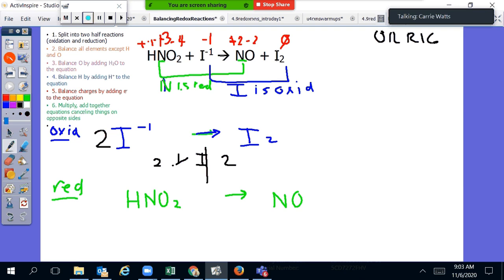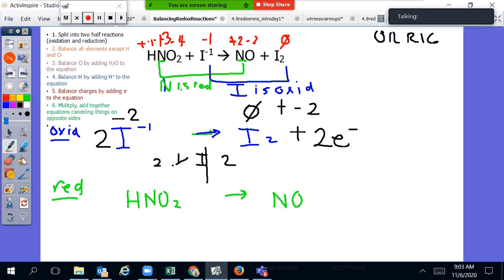And now we've got to balance the charge. Be careful. We just put a coefficient in front of the I, which means the charge now on the left side is going to be a total of negative 2. The charge on the right side is a big old 0. So we want negative 2 to equal 0, which means the only thing we can do is add electrons. We're going to add 2 electrons to the right, and that's going to give us a negative 2 charge to match the left side. So that's where we're adding our electrons.